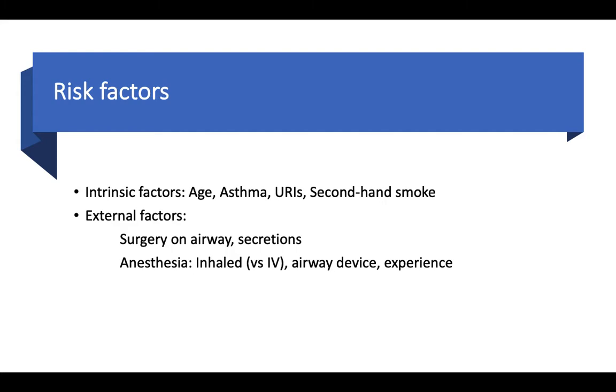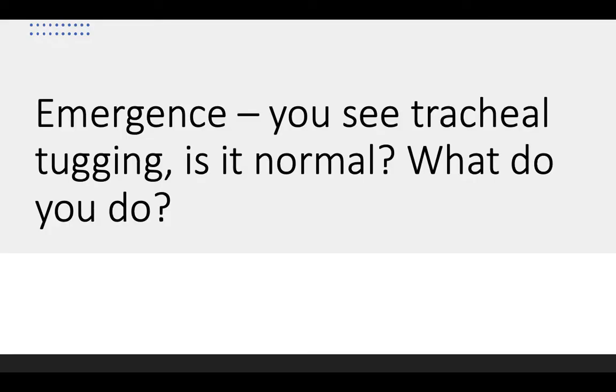So just to recap, we talked about intrinsic patient risk factors, we talked about external factors, and it's important to have a risk assessment and have a good plan before you start the case. So now assume we're done with the ear tube surgery, you're emerging, now you see some tracheal tugging. Is this normal? So the answer is obviously no, but what does this really mean?